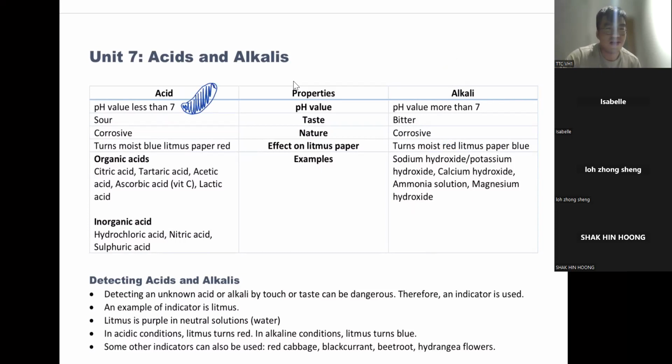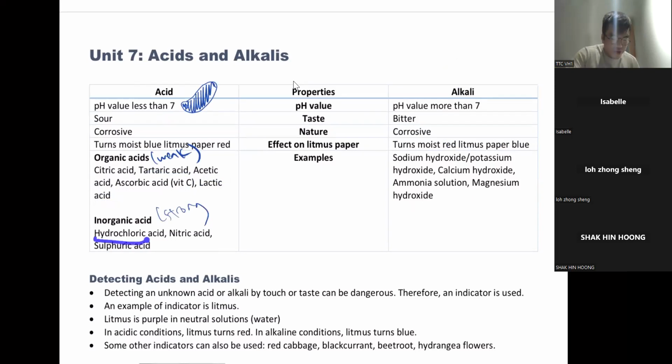You still remember. Okay, next, organic acids. These are the weak acids. Citric acid, tartaric acid, acetic acid, ascorbic acid, which is your vitamin C, and your lactic acid, you produce this in your muscle. Inorganic acids are usually strong acids, like your hydrochloric acid, nitric acid, sulfuric acid. These are the strong acids.